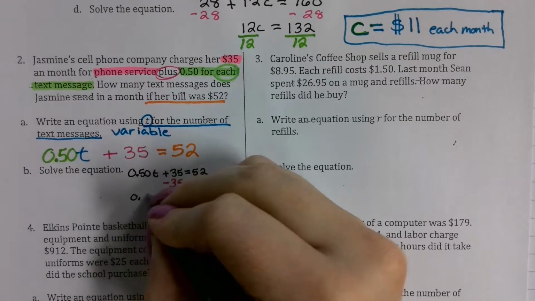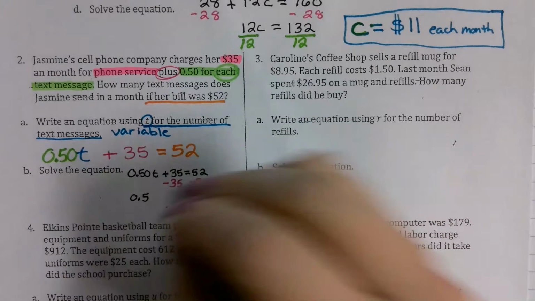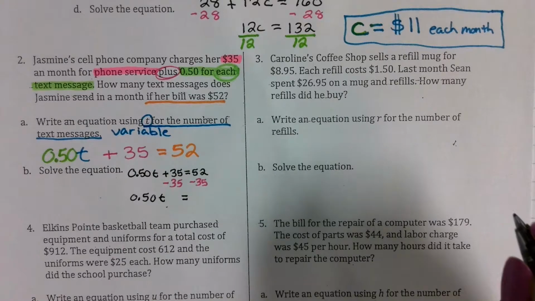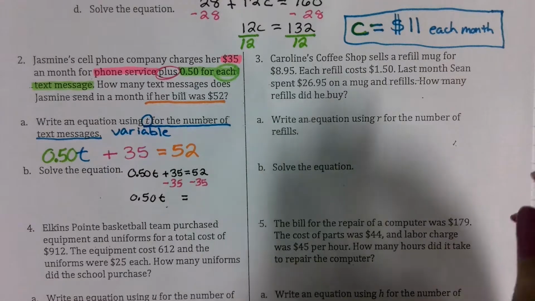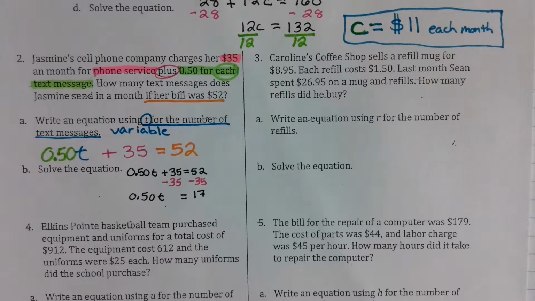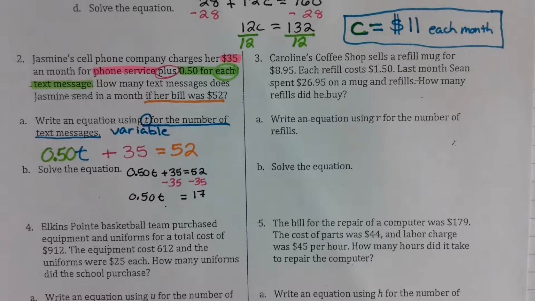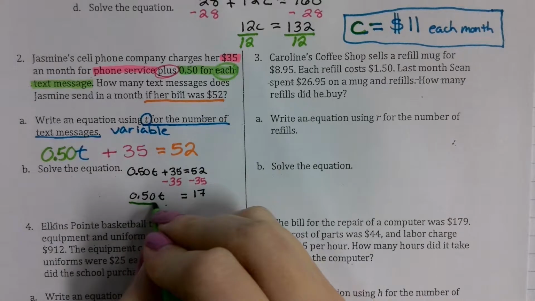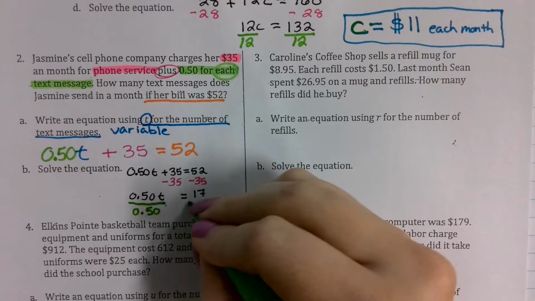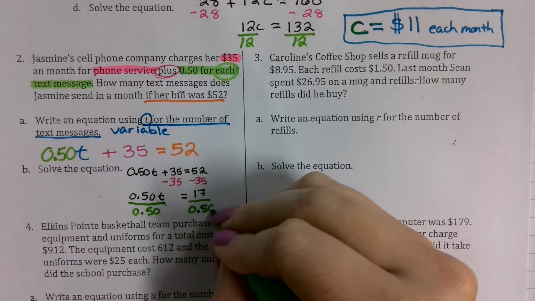That's going to give me 0.50t, and that's going to equal what? Not 21. 17. Good. 52 minus 35 is 17. What's the next inverse operation, Chris? What are we dividing by? 50 cents. Again, tell me the operation, tell me what number, okay? So we're going to divide both sides by 50 cents, by 0.5 or 0.50.